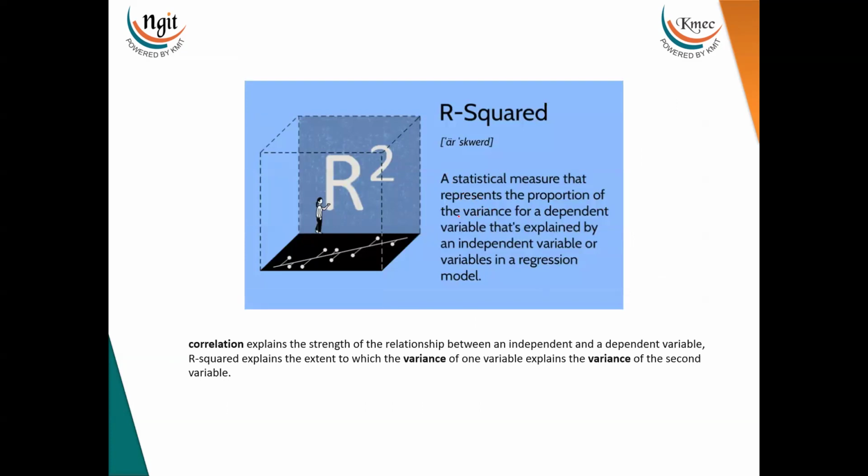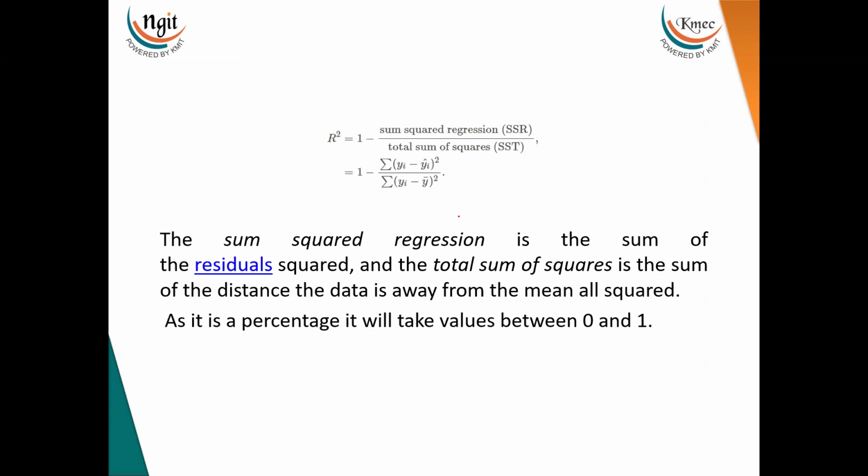Okay, so let us see. This R square is represented by 1 minus the sum squared regression divided by the total sum of squares. That is, it is represented by a formula like this: 1 minus sigma (yi minus ŷi) whole square divided by sigma (yi minus y bar) whole square. Here, ŷi is the predicted value, yi is the actual value, and y bar is the mean.